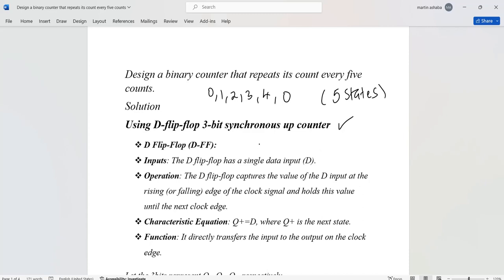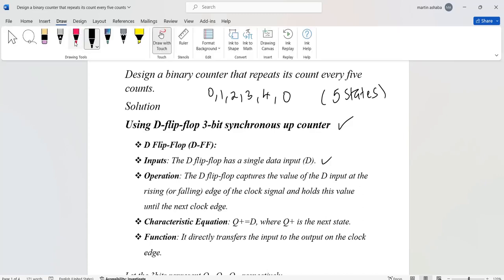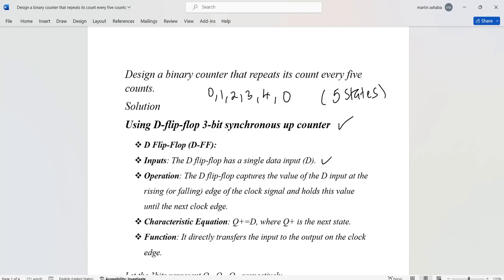And being synchronous, obviously for a flip-flop to be synchronous, it has a clock signal. So we will look finally at what a D flip-flop means. A D flip-flop has a single data input, which we are calling D, and then we are also looking at the operation of a D flip-flop. It captures the value of the D input at the rising or falling edge of the clock signal and holds this value until the next clock edge.